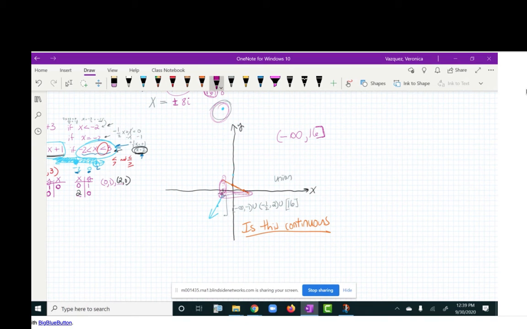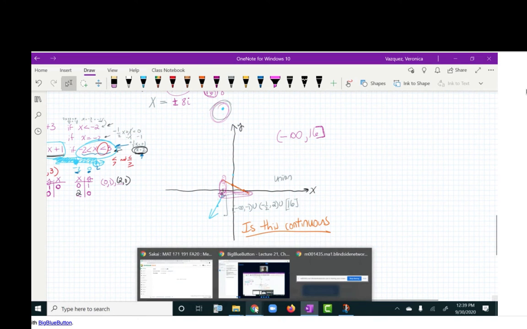So let me go now to the graph, and I'll give you an example of a piecewise function that is continuous, just so you can see how that's different. And I'll make it a function with a parabola on it too. So that'll be kind of fun. Okay, let's try that.